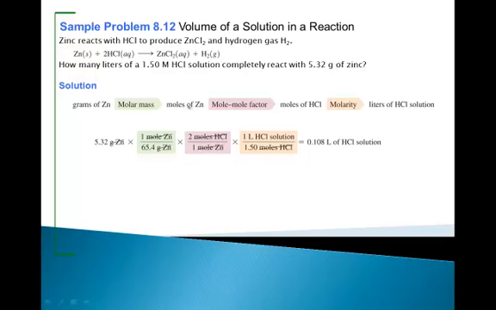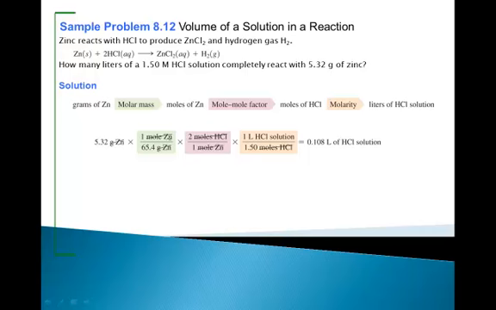Then I'm going to do moles of zinc into moles of HCl, and to do that, I'm going to have to use my mole to mole ratio. And finally, once I know my moles of HCl and I know my molarity, I can find my volume. So I'm going to start out with my 5.32 grams of zinc, and the first thing I'm going to have to do is divide by the molar mass to get moles.